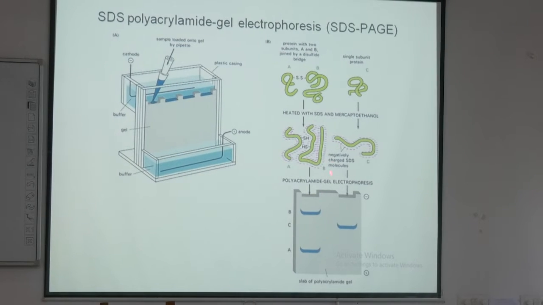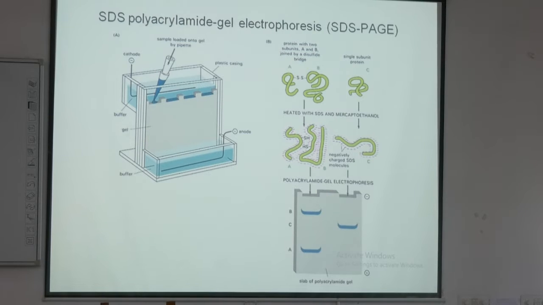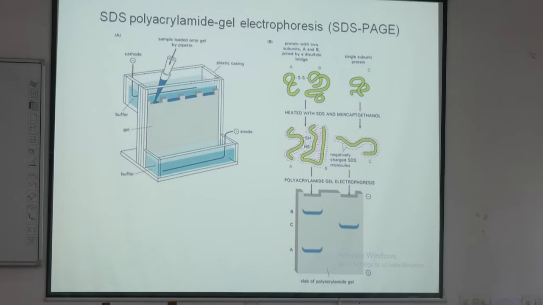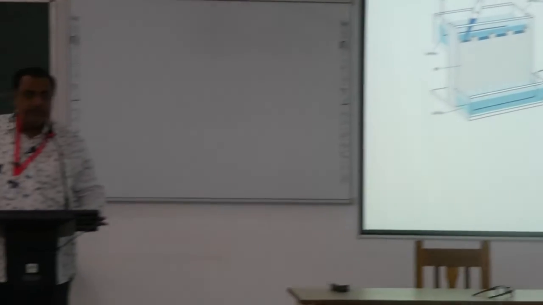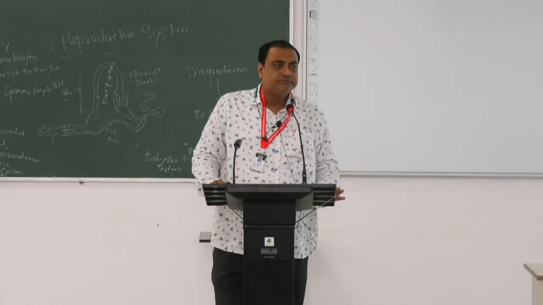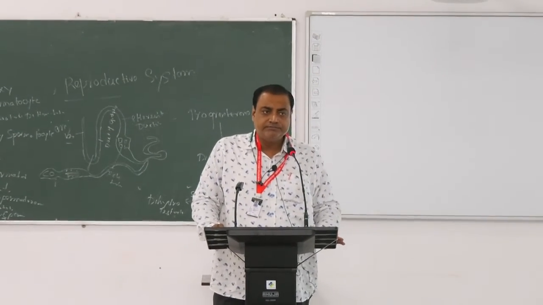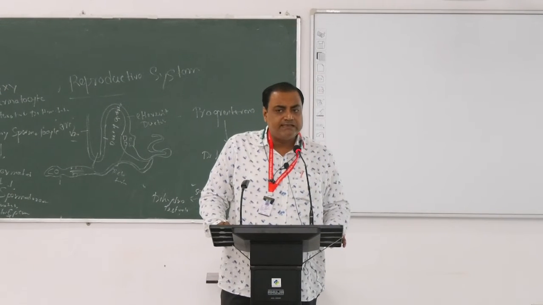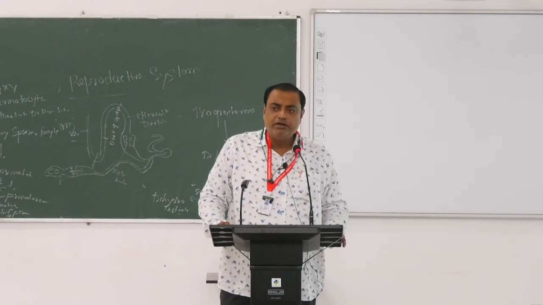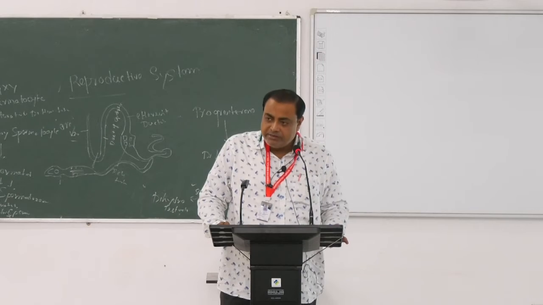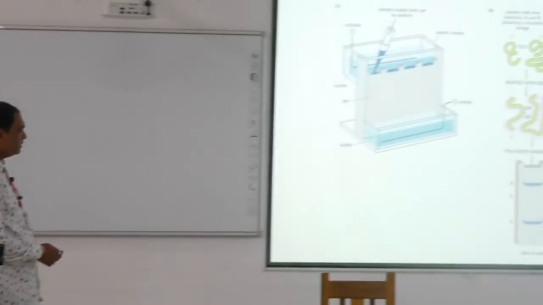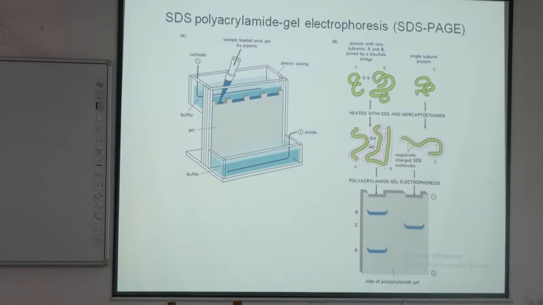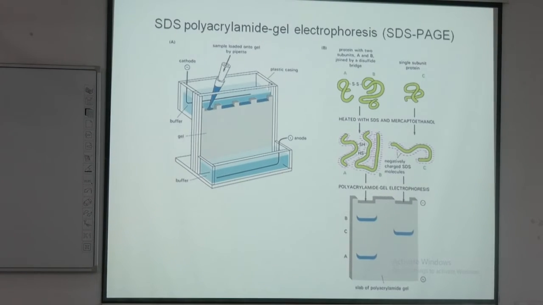Now if we perform this electrophoresis, this particular electrophoresis is called SDS gel electrophoresis, denaturing electrophoresis. Without adding SDS and mercaptoethanol, it would be native gel electrophoresis. Clear? This diagram? Any question from here?